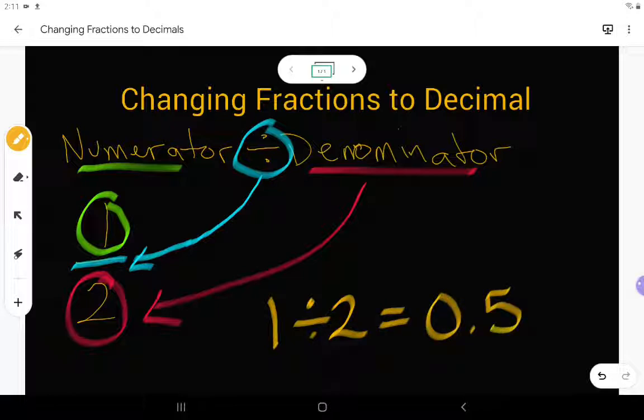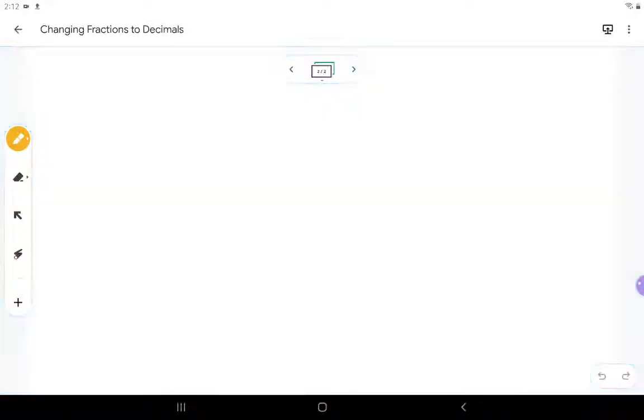Now you probably knew half was 0.5, so if you already know what it is, because some of them are very obvious, you can just leave it, change it to its decimal form very easily. Okay, so let's look at some that we might not know off the top of our heads.